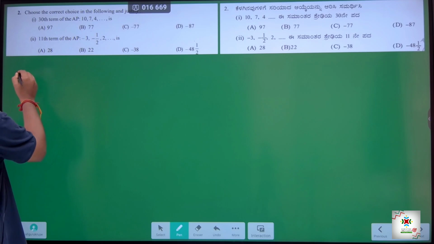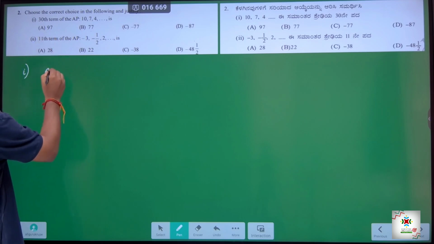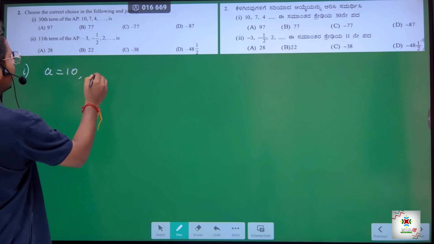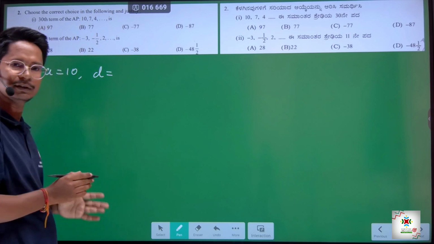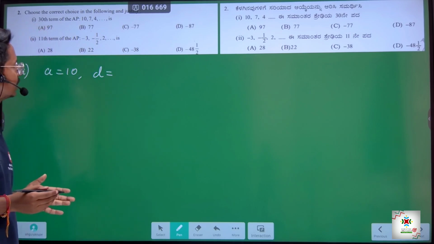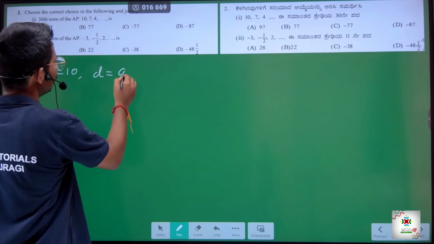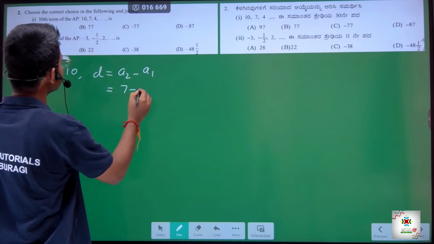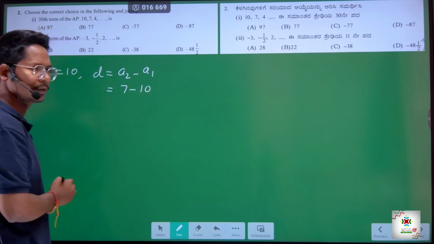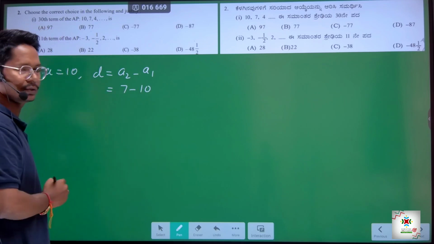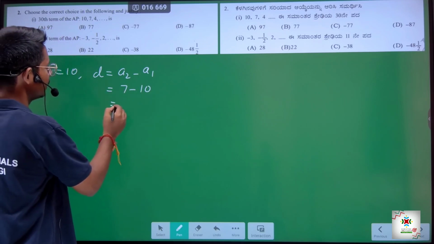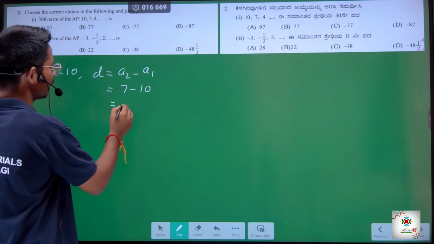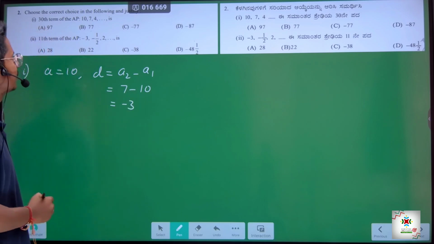So first one, the a value, tell me, it is 10. The d value I'll find as the difference between any two consecutive terms. So I'll take a2 minus a1. a2 is 7 minus a1 which is 10. One is plus, the other is minus. You can take the difference with the sign of the bigger number, it is minus 3, common difference minus 3.